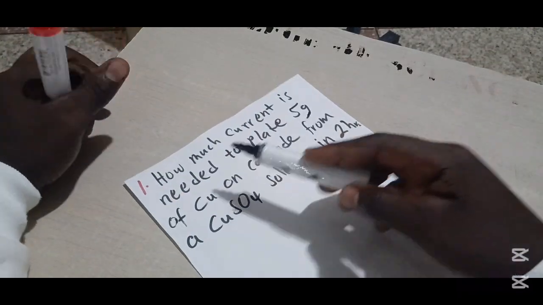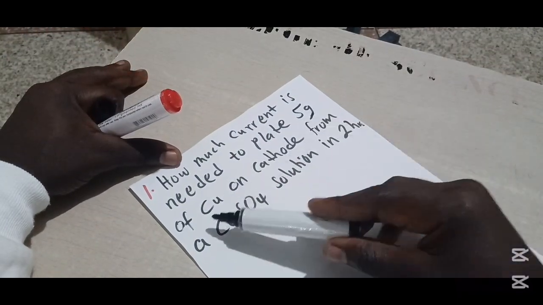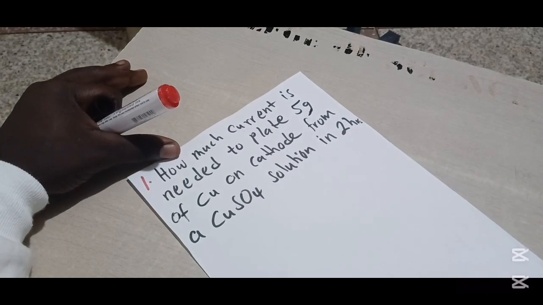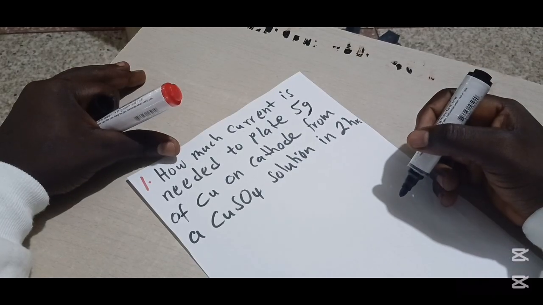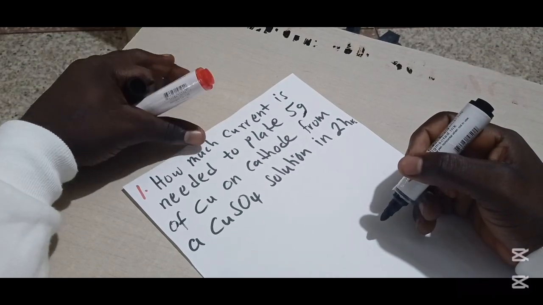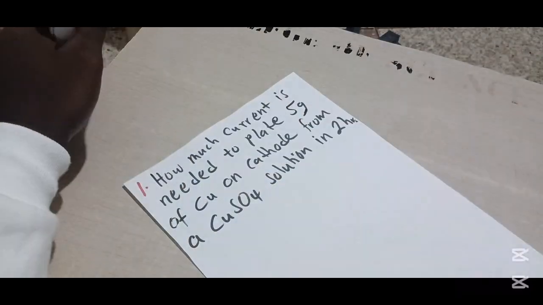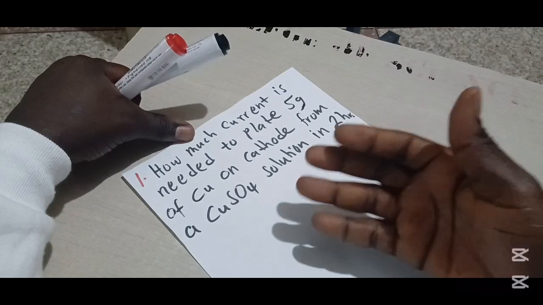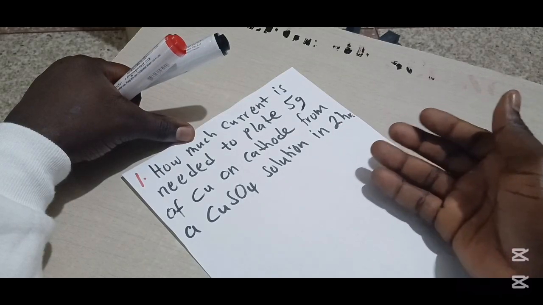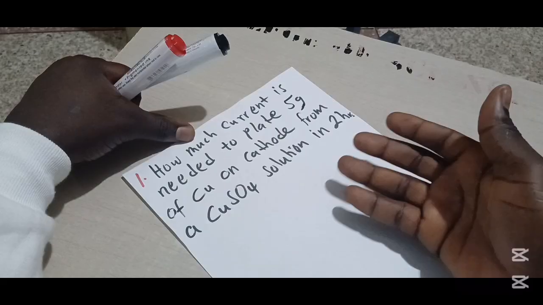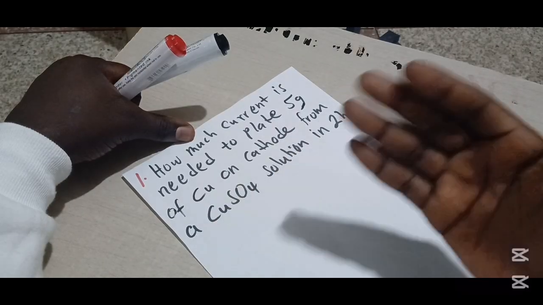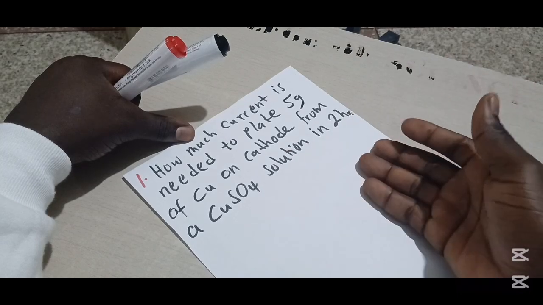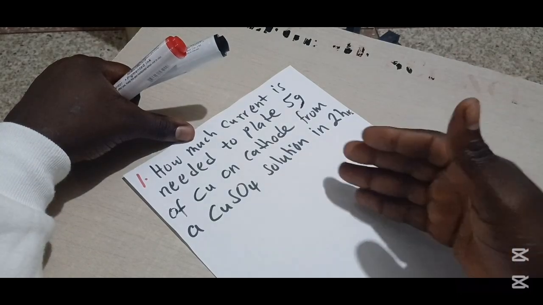Now, how much current is needed to plate 5 grams of copper on cathode from copper sulfate solution in 2 hours? So this is an electroplating problem. One of the applications of electrolysis is electroplating, where we can decide, because we know in electrolysis, as time goes on, substances are deposited on the cathode. So we can decide and look for a particular cathode, and we want this kind of substance to be deposited on it. Then we make a setup for it, then it will be deposited on it, either for decoration or for protection against corrosion. So let's look at this problem.